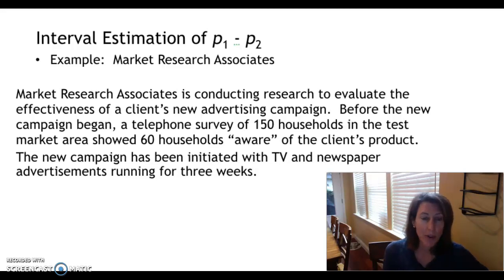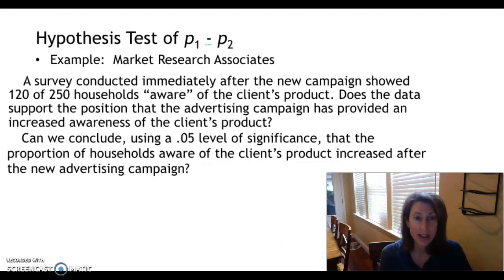So they want to look before the campaign began and do a survey, 150 households, do that in the test market, and it showed that 60 households were aware. And then they do a new campaign, and what do they find when they do this new campaign after doing it for 3 weeks? They conduct a survey afterwards, and they see that 120 of the 250 households were aware. So we have a before and after proportion that we're going to be comparing. So it's much just like we were doing for the raw numbers, mu1 minus mu2. Now we'd be doing p1 minus p2.